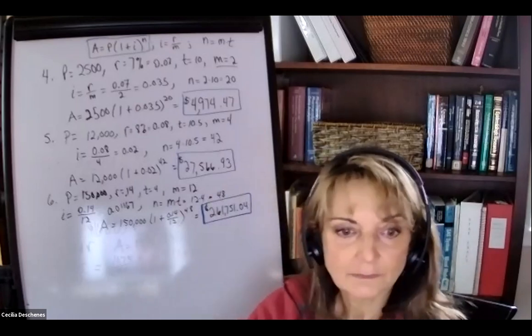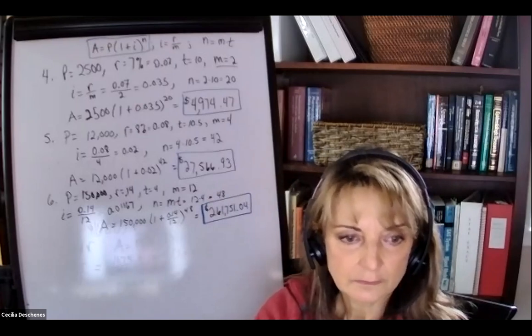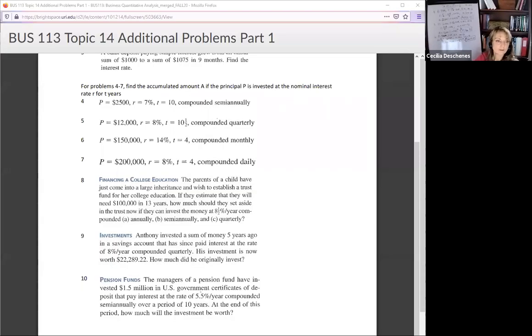Problem number 7. So here we have a principal of 200,000, a rate of 8% or 0.08, a time of 4 years, and compounded daily. So remember, compounded daily gives us 365 conversion periods in that year. Okay, so now let's go ahead and work on this problem.